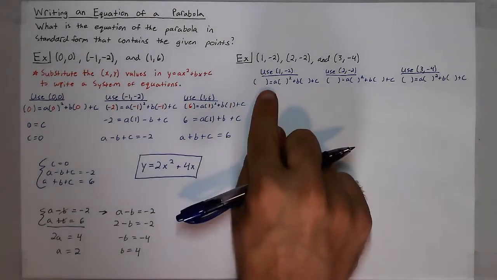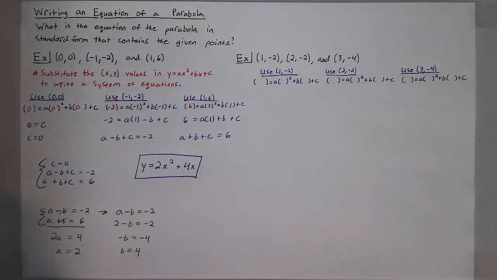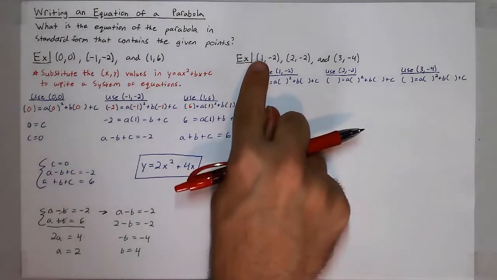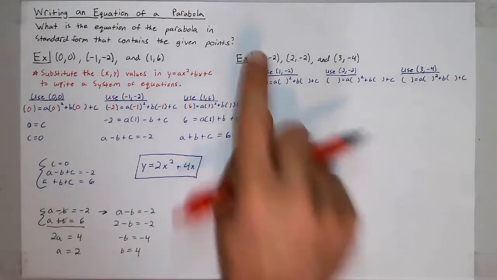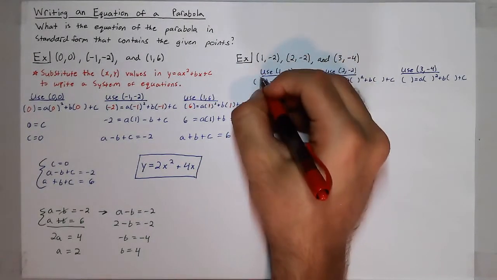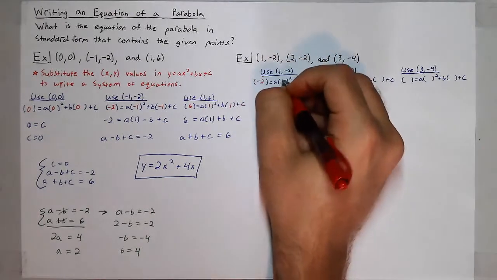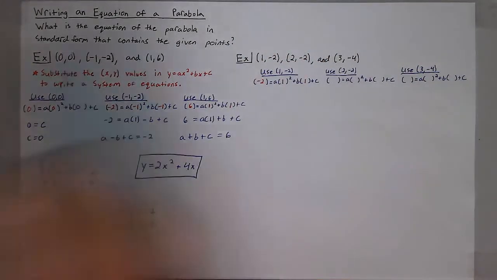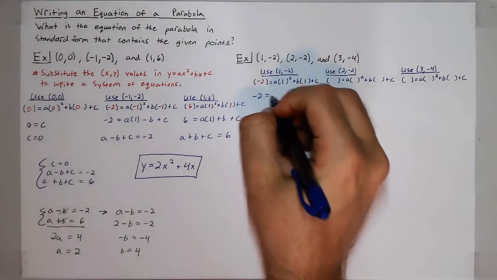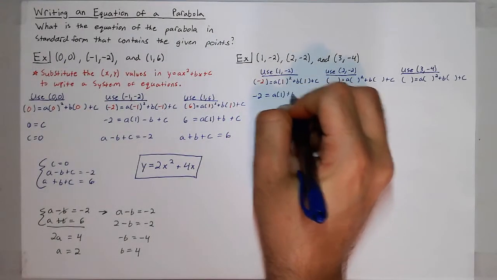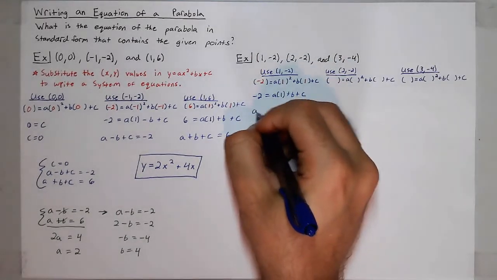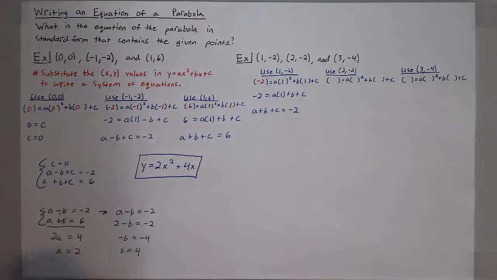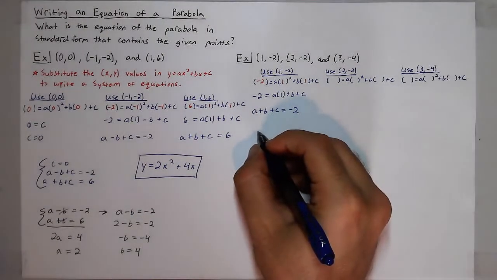Now, let's try this again on another example. This time, I'm not going to give you what c is right away, so I'm not going to use that x equals 0 point. So we'll have -2 for y and 1 for the x's in one of them. So that gives me -2 is equal to a times 1 plus b plus c. So a plus b plus c is equal to -2 will be my first equation, which I'll write right here, in the system.